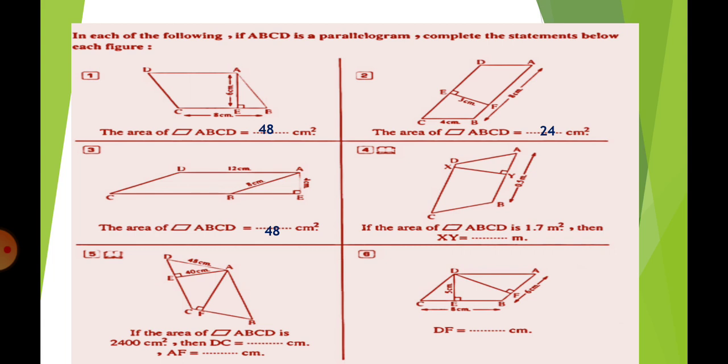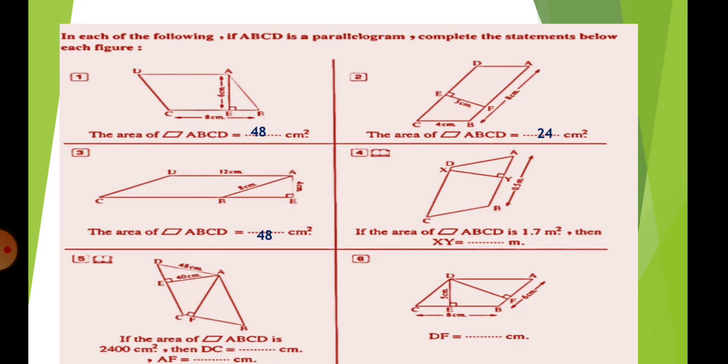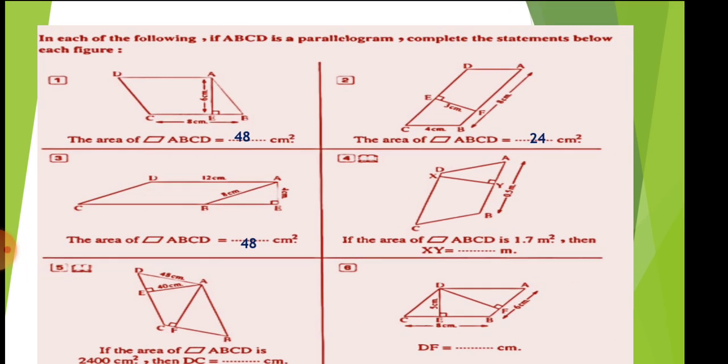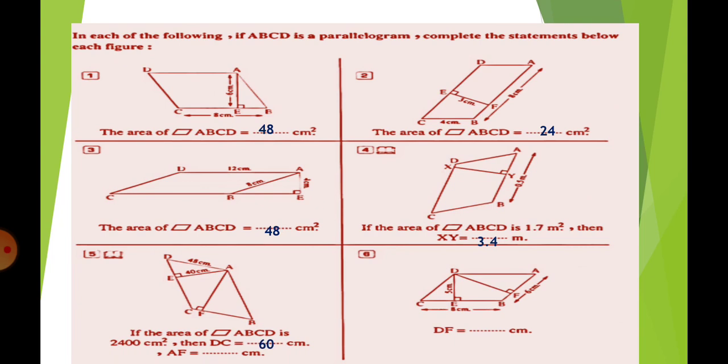Number 4, the area of the parallelogram is 1.7. Area equals base times height. Then if we want to find the height, height equals area over base. Base equals area over height. Here the area equals 1.7 centimeters squared. XY is the height of the base AB. Then we can write XY equals area over the length of AB. Then 1.7 over 0.5 will be 3.4 centimeters.